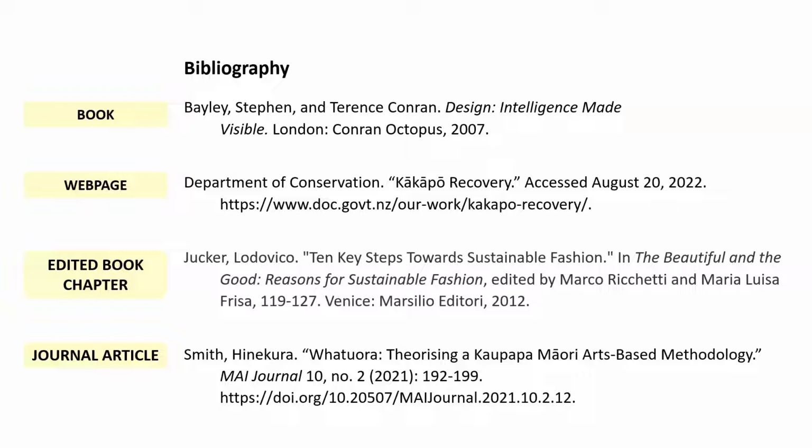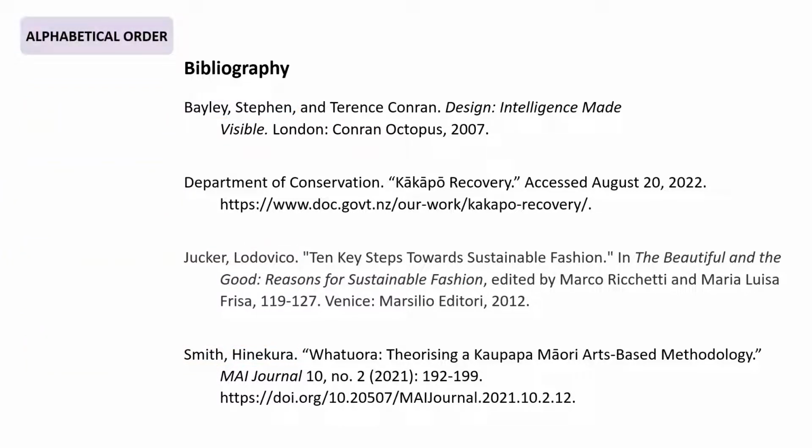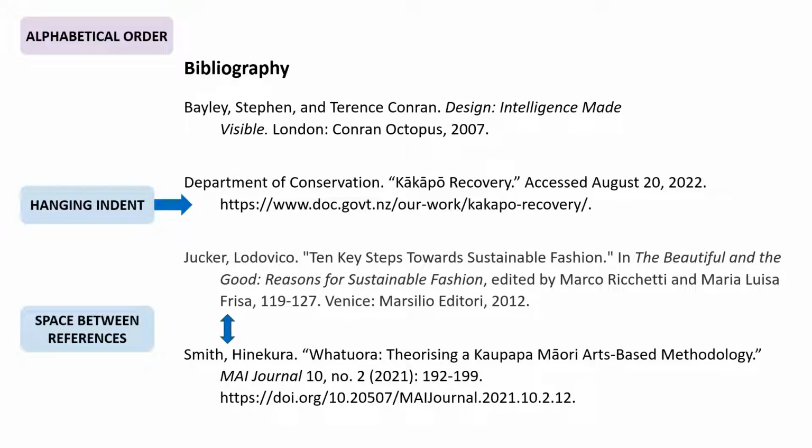Bibliography references are similar to note references and footnotes, but with slight changes in formatting. For instance, the first author's name is presented as last name, comma, first name. The bibliography is in alphabetical order. Each item has a hanging indent, and there is a space between each reference.